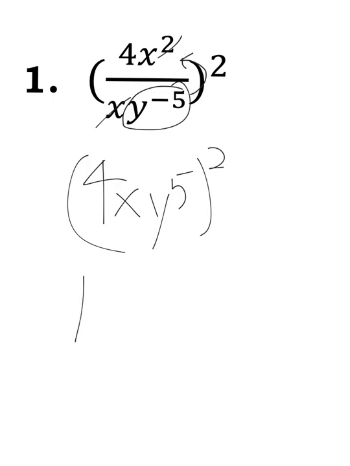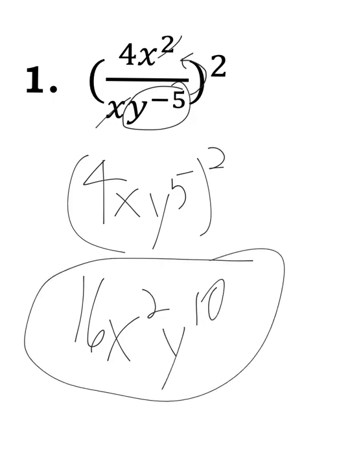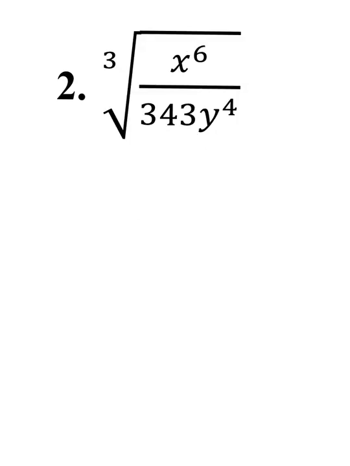So 4 to the second power is 16. X, raise it to the second power. Y to the fifth, raise it to the second power, do 5 times 2. And that's it for number 1. Number 2, what's x to the sixth divided by 3? That'd be x squared. The cube root of 343 is 7. And then you just have to talk about this.